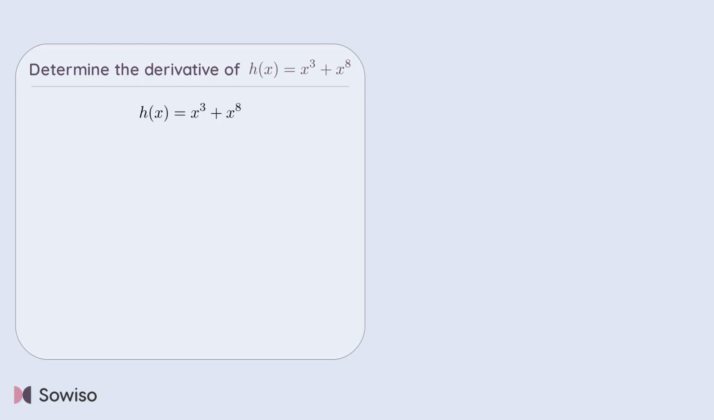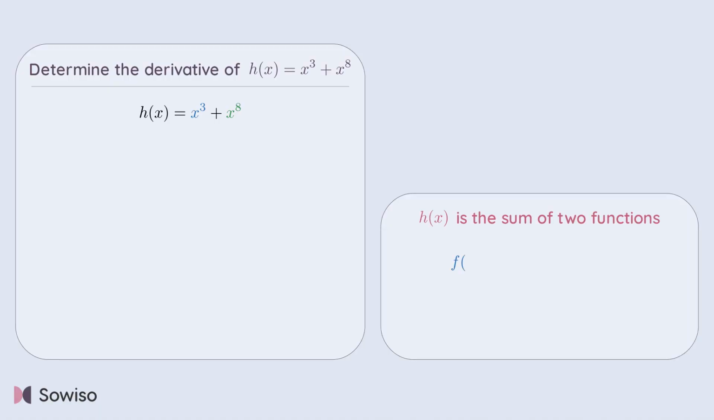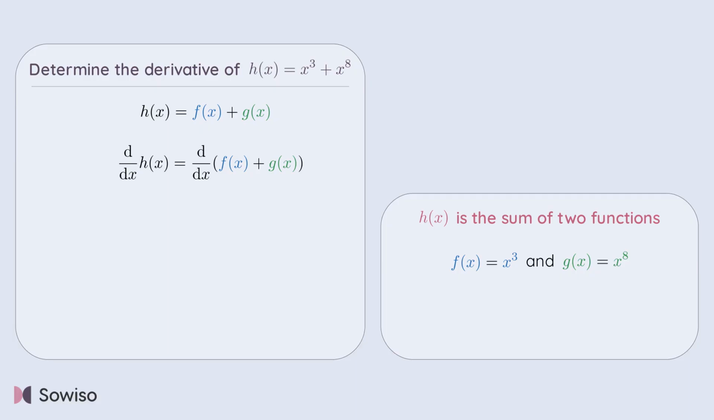Notice that h is the sum of two functions. We take f of x equal to x to the power of 3 and g of x equal to x to the power of 8, so that h becomes the sum of f and g. Then the derivative of h is the derivative of the sum of f and g. We can use the sum rule to calculate it.